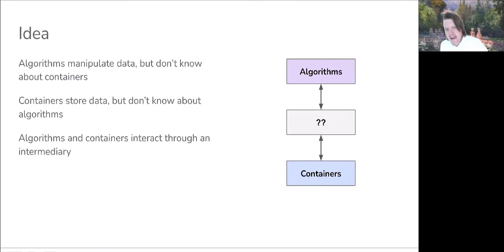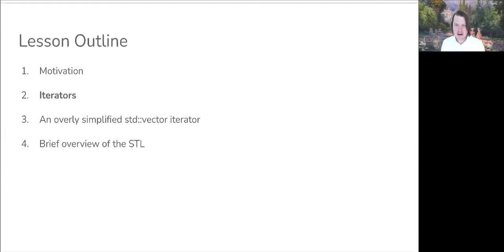We want containers to store data, but we don't want them to have to know about algorithms. So right here, we're creating this separation of concerns. How we would like them to interact is through an interface of sorts, an intermediary. And we'll go ahead and see here how the next topic, iterators, reliably allows us to do this.